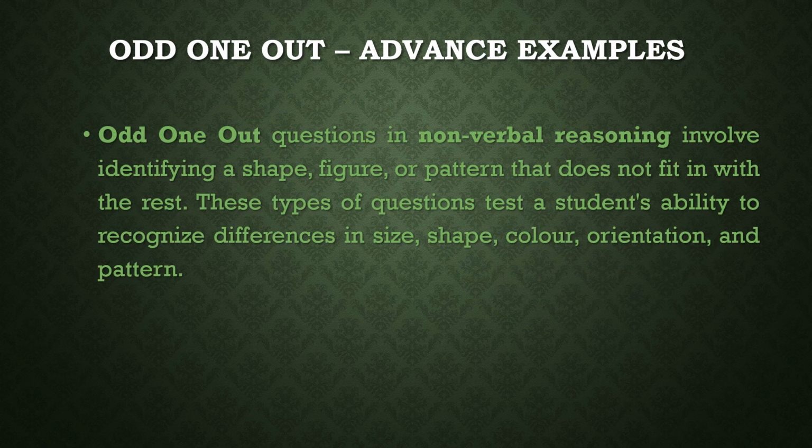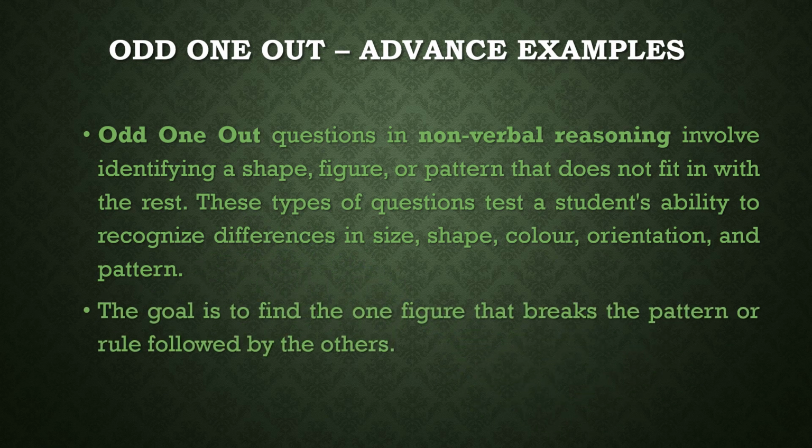Hello friends, in today's video we are going to learn about the odd one out question in the non-verbal reasoning section of the 11 plus exam. In today's video we are going to see an advanced example of odd one out, which involves identifying a shape, figure, or pattern that doesn't fit in with the rest of the figures. These types of questions test a student's ability to recognize differences in size, shape, color, orientation and pattern. And the goal is to find that one particular figure that breaks the pattern or rule followed by the others.